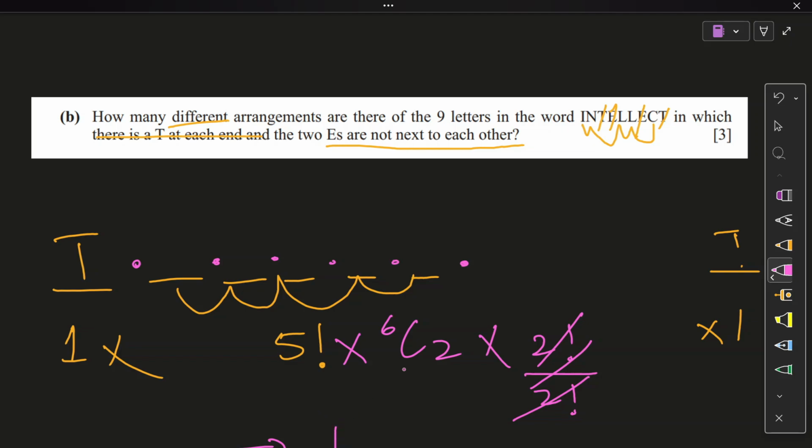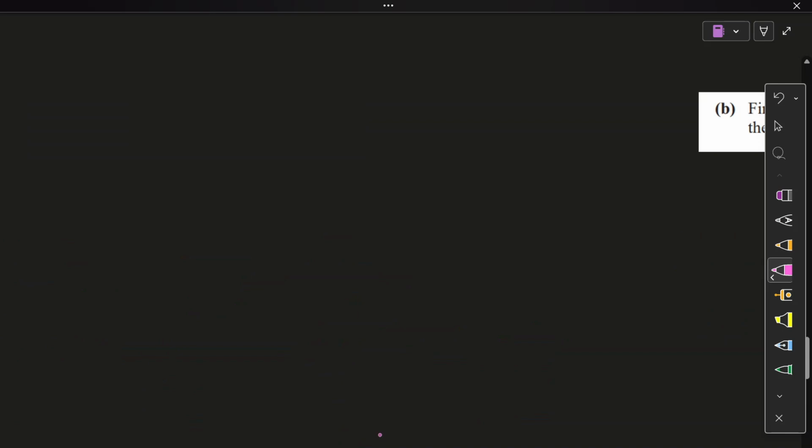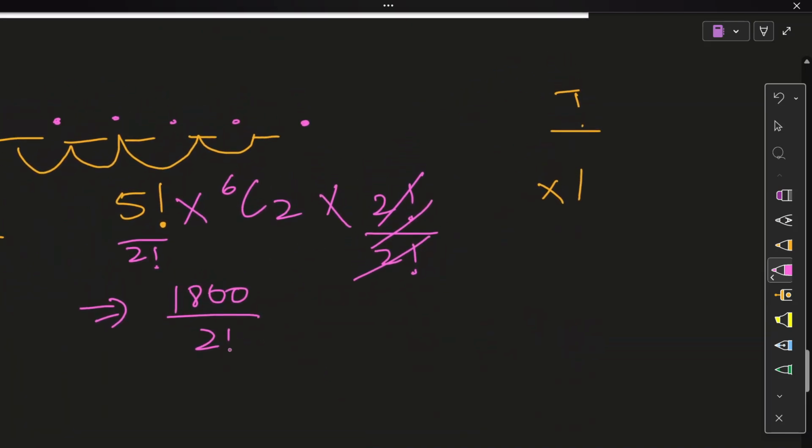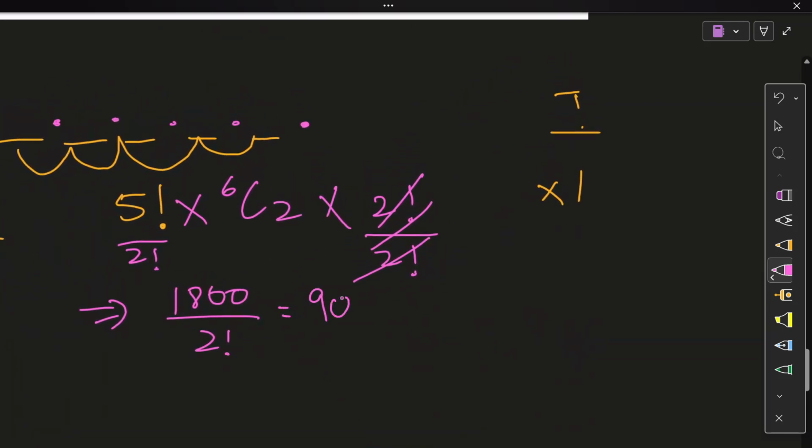Actually, wait. L's. What about the L's? The L's are repeating here right now. Please think about the repetitions. I immediately reminded myself that I have not thought about the L's, something that repeats. So there is going to be a 2 factorial division here as well. So 1800 was the initial answer divided by 2 factorial, we will have 900 ways.